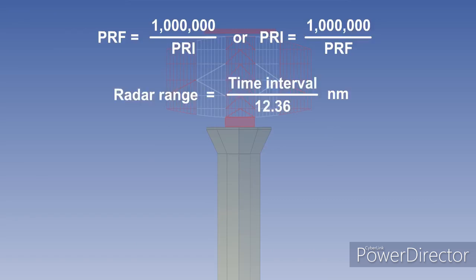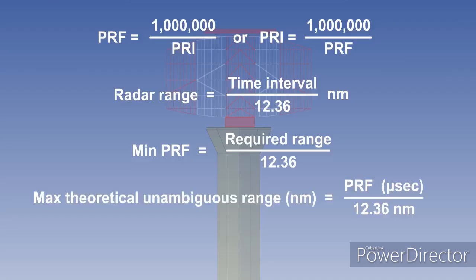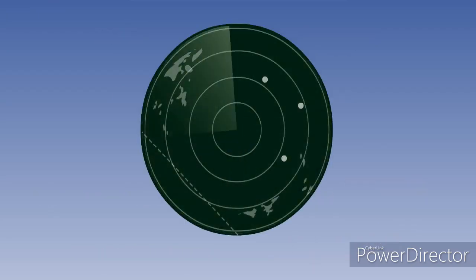The radar range is the time taken for the echo to return divided by 12.36, the figure used for the radar mile. Therefore, the minimum pulse recurrence frequency for a given range is found by dividing the required range by 12.36. The maximum theoretical unambiguous range is determined by the pulse recurrence frequency. The minimum detection range is half the pulse length. The radar display resolution depends on beam width, pulse length and spot size.